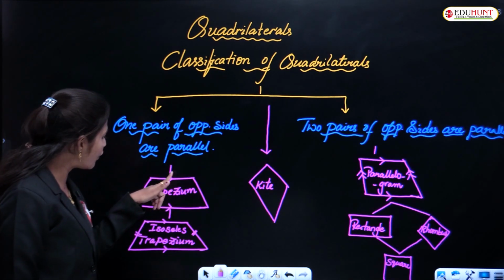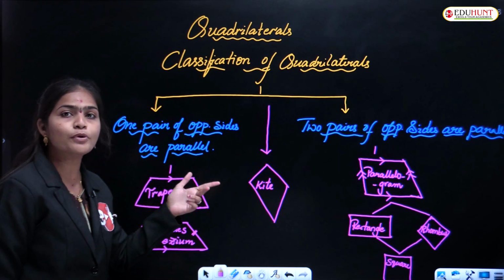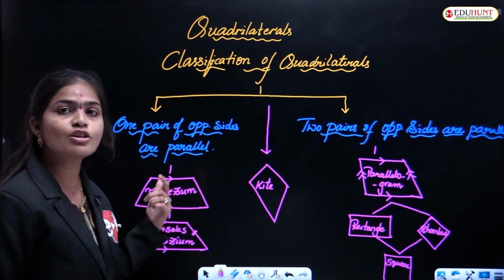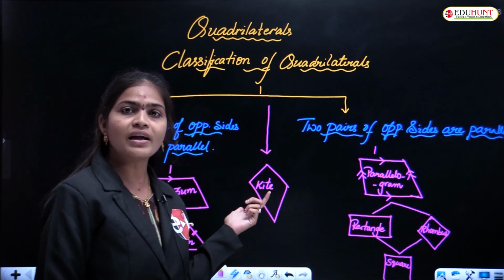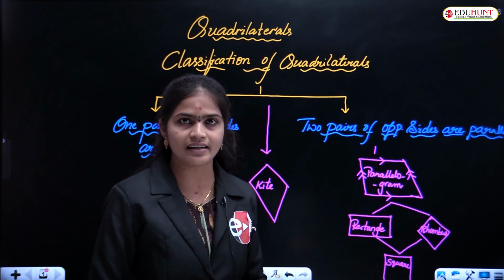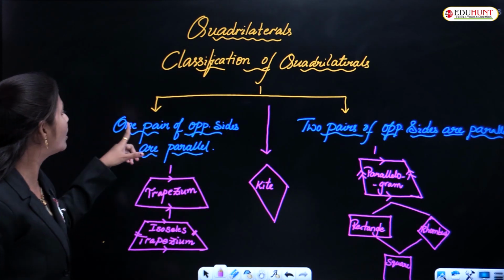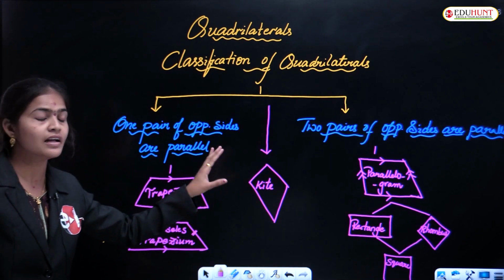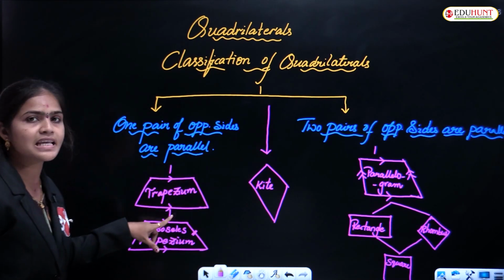Only one pair of opposite sides is parallel. How many pairs of opposite sides are there here? We have two pairs of opposite sides in a quadrilateral. But here they are mentioning only one pair of opposite sides. So one pair of opposite sides is parallel.